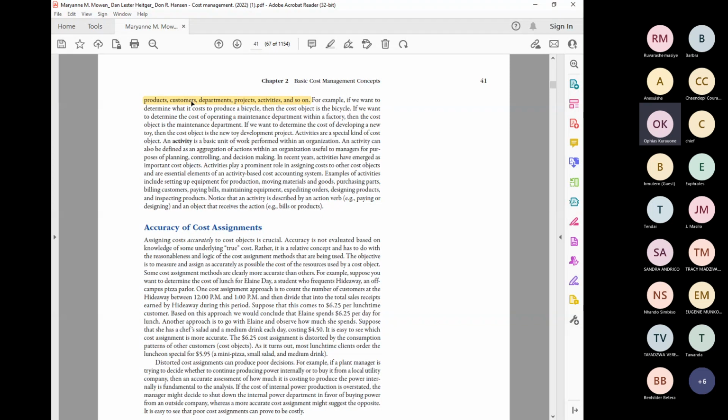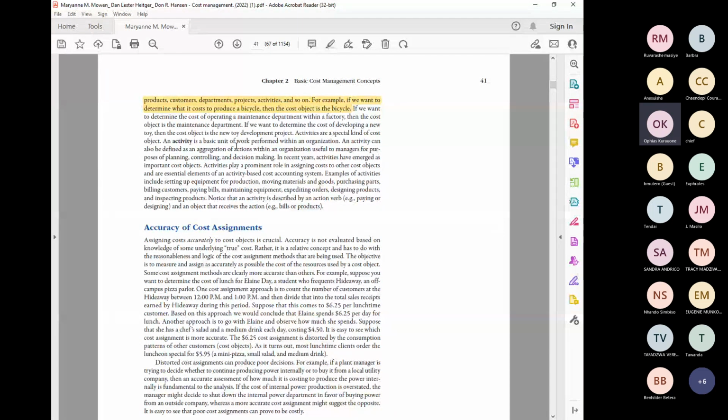A customer, for that customer, sometimes you need marketing to lure more customers, to do everything. Those departments, they are cost objects because they incur costs, those departments on their own, the projects or activities and so on. Those activities which have been taken care of are cost objects. For example, if you want to determine what it costs to produce a bicycle, then the cost object is the bicycle. This is very simple and straightforward. So you should understand what we mean by cost objects.